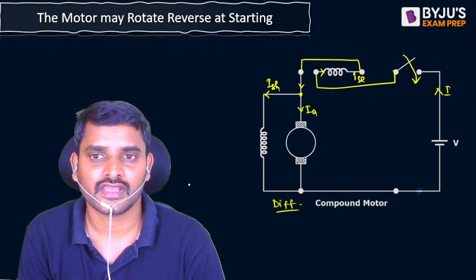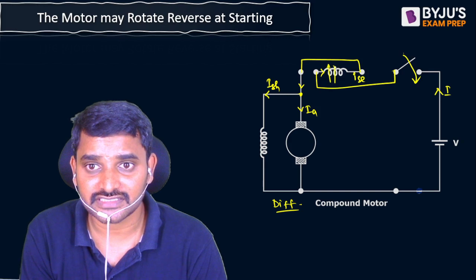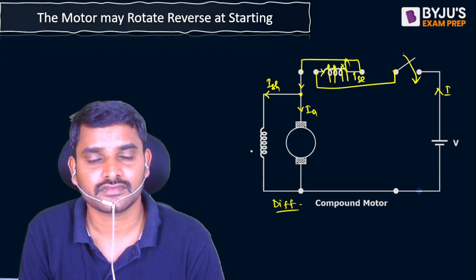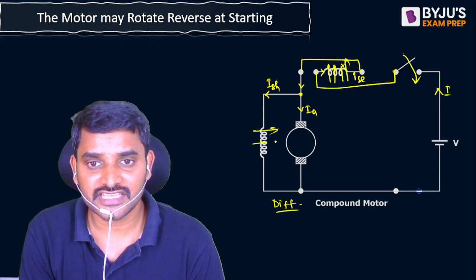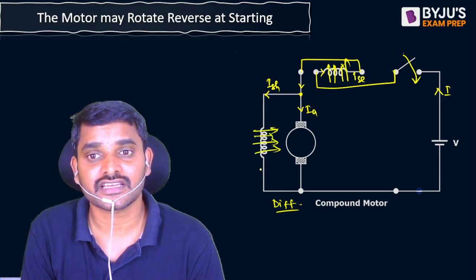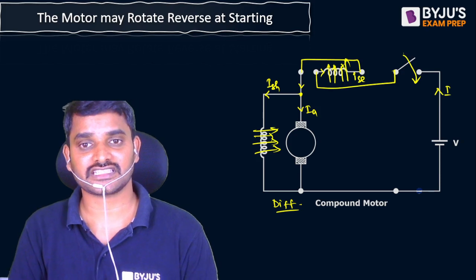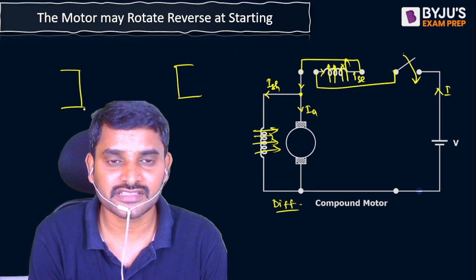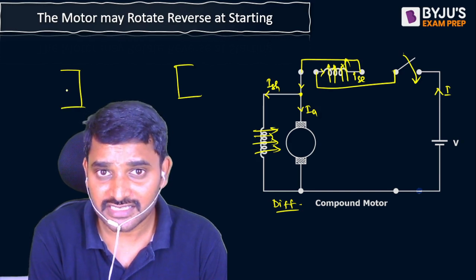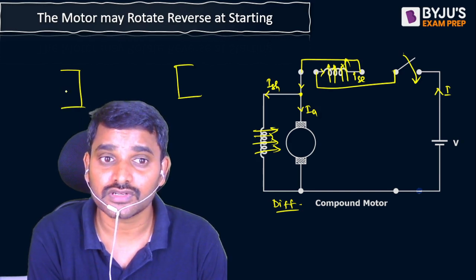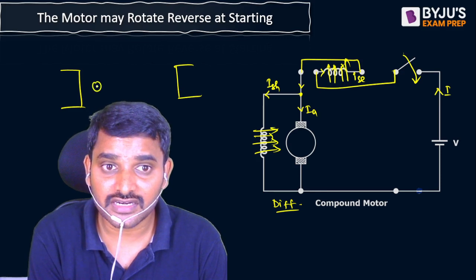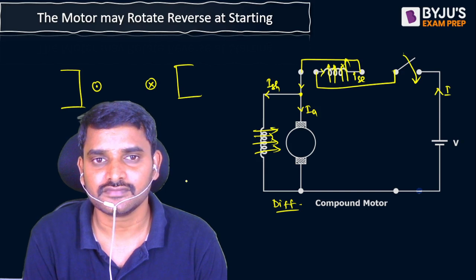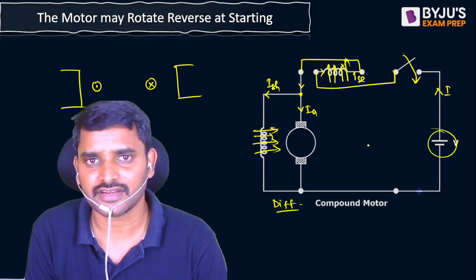The only change is series field flux direction. Series field flux magnitude is increased. If the series field flux dominates the shunt field flux, now there is a chance of establishment of flux lines from right to left. That means earlier this is a north pole, now it is going to become south pole. Under the north pole we have a dot mark current carrying conductor. Under the south pole we have a cross mark current carrying conductor, because of the supply, the same polarity.